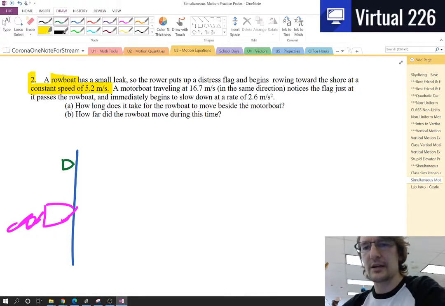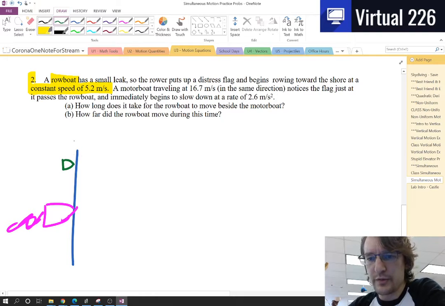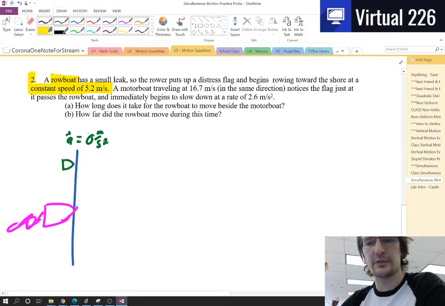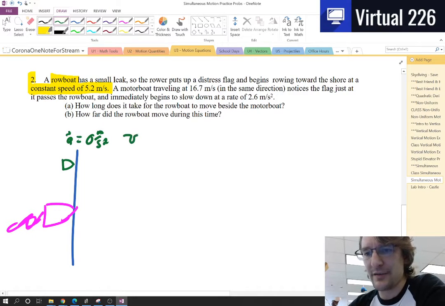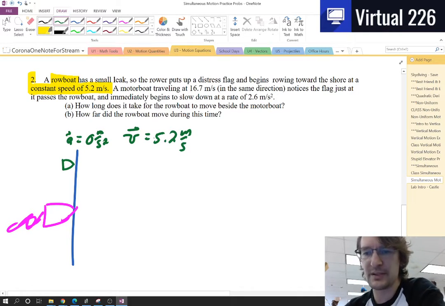So what's going to happen here is our rowboat, as it's moving up here, we know it has an acceleration of 0 meters per second squared because it's at a constant speed. And we know it has a velocity here of 5.2 meters per second. Technically this is the initial and the final velocity, but it won't matter when we use equation 5. We'll just call this the initial because it's going to hold that.